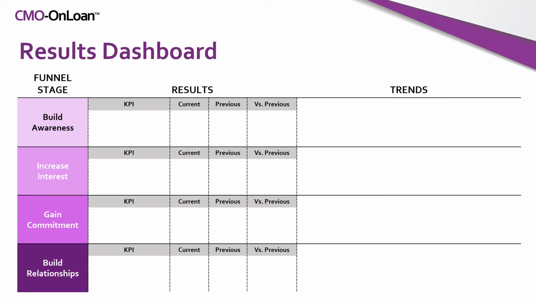So here's what the results dashboard template looks like. You'll see on the left side, as I mentioned, that funnel stage: build awareness, increase interest, gain commitment, build relationships. You'll see a spot for KPIs, and because this is a table, it has 3 rows for each. You can add more. We recommend not putting much more in there. You'll see the current period, the previous period, and then versus previous. We recommend doing this for most of our clients on a quarterly basis. The data just doesn't change that dramatically monthly, and there's so many other things going on.